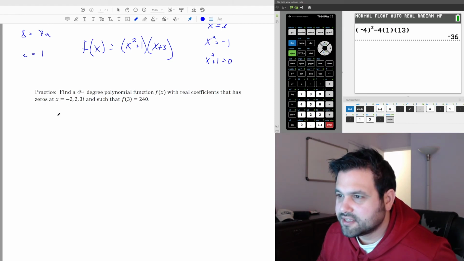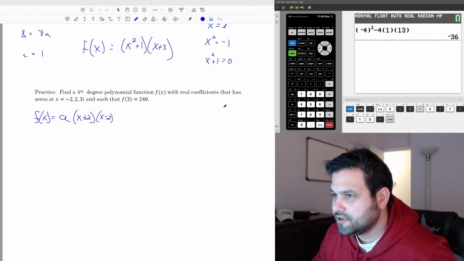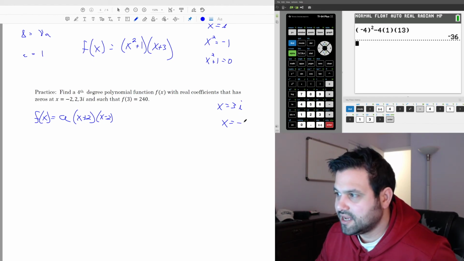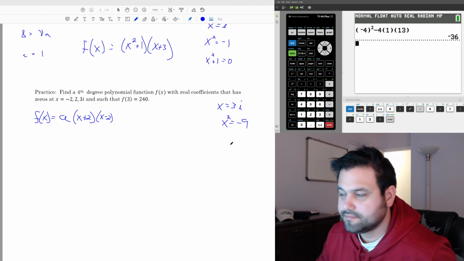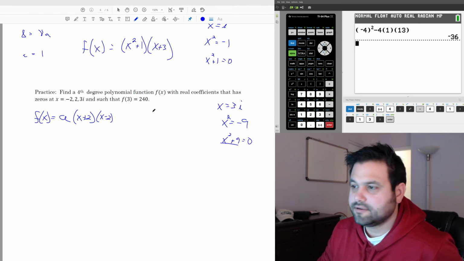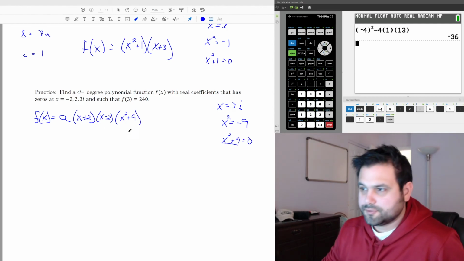So I know that means f of x equals a, there's my coefficient, remember, times (x plus 2)(x minus 2), and then I'm going to do a little side work over here. So I have x equals 3i. Square both sides. x squared equals, it would be 9 and -1, so -9. And so x squared plus 9 is my other factor. So there's what we got there.